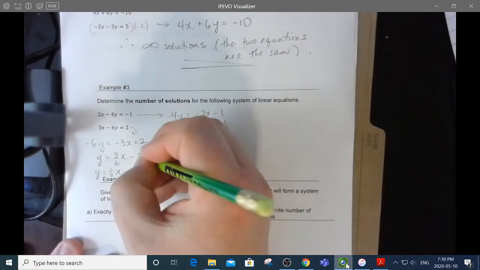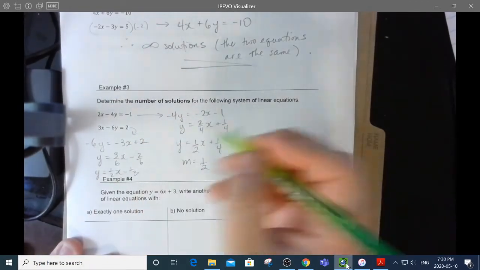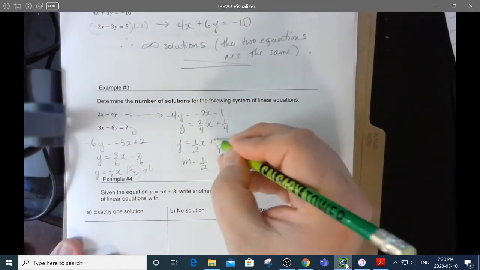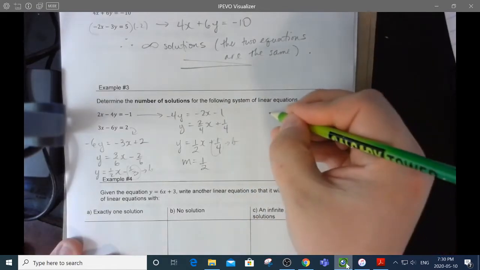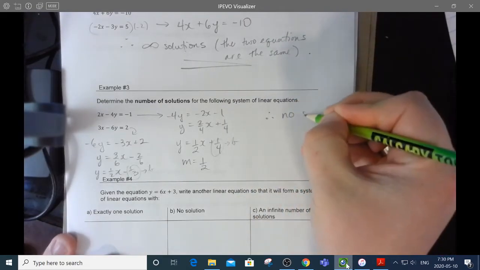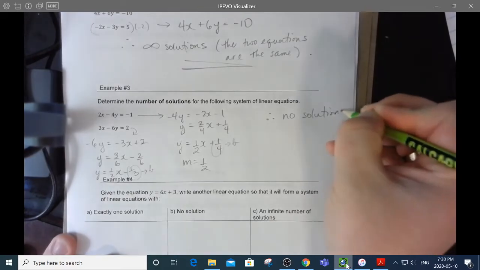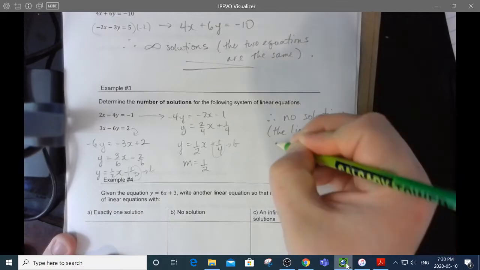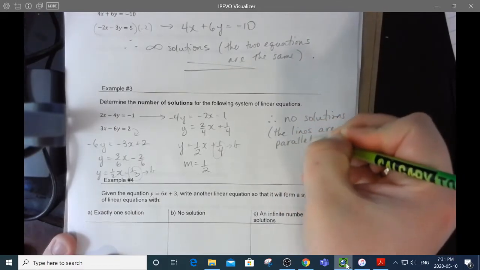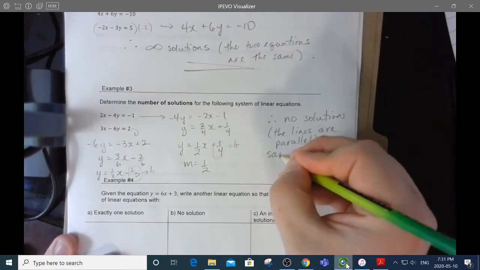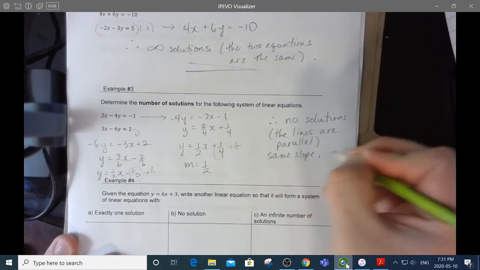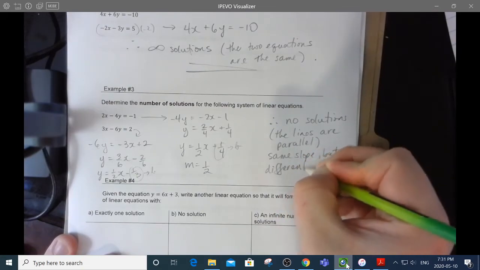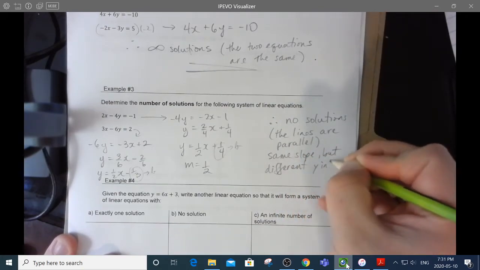It's because this simplifies down to 1/3. And remember that in this form, that's my y-intercept, right? That's b. And that's my y-intercept. And so therefore, no solutions. And the reason why is because the lines are parallel. And how do I know they're parallel? Because they have the same slope, but different y-intercepts.